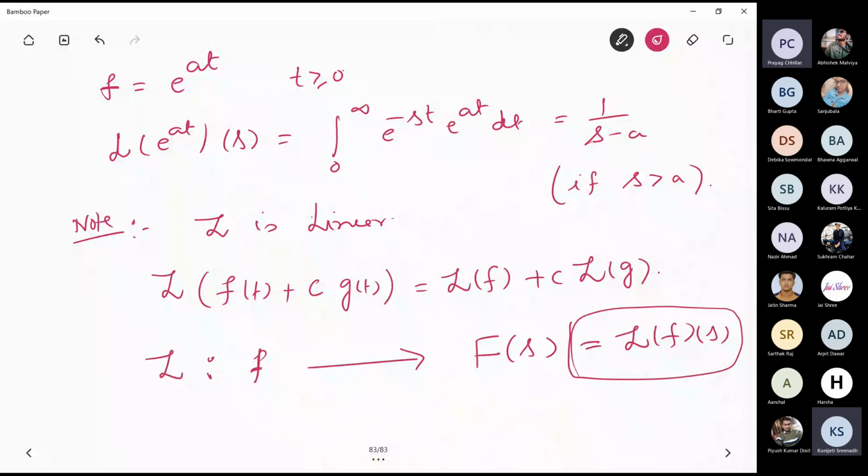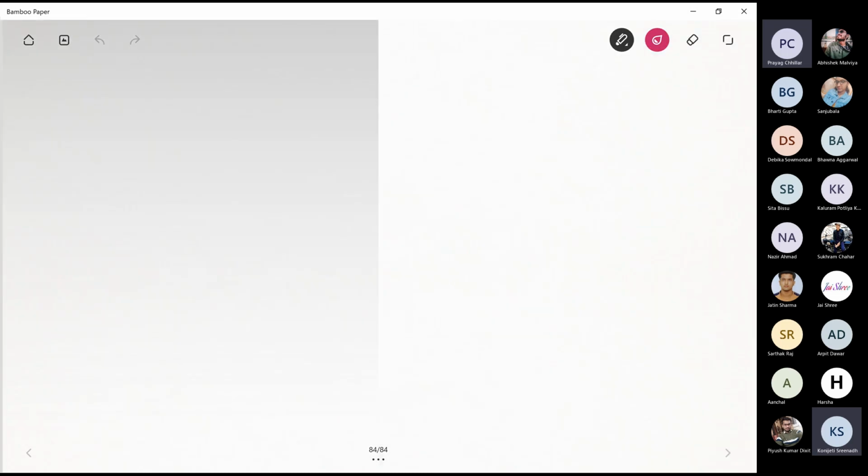And so for other functions, it is not going to converge, not even for all the continuous functions. Okay. So here you have seen that it's not defined for all s, it is defined only for s greater than a. Right. So let us use this linearity to find some more examples and to see how this Laplace transform looks like.